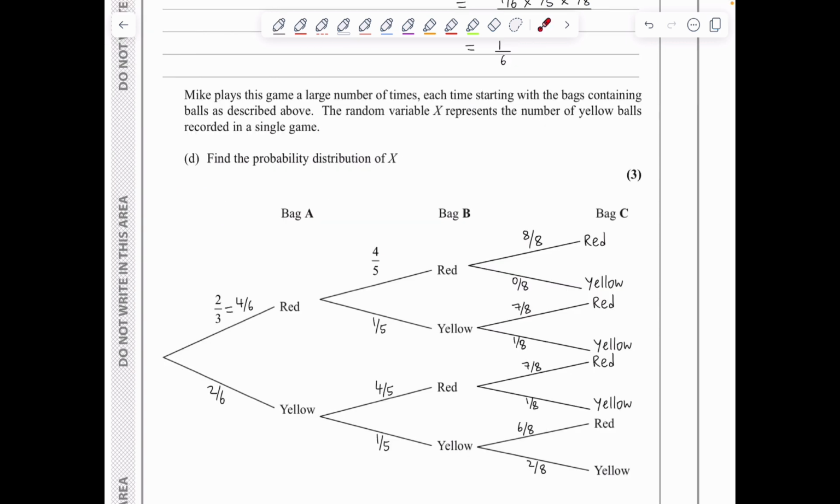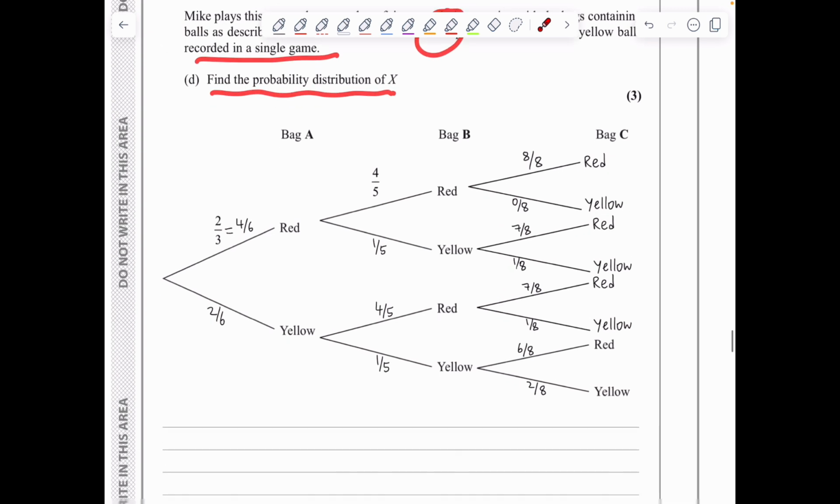Mike is playing this game a large number of times, each time starting with the bags containing the balls as described above, and the random variable x represents the number of yellow balls recorded in a single game. We need to find the probability distribution of x. So here is my tree diagram.